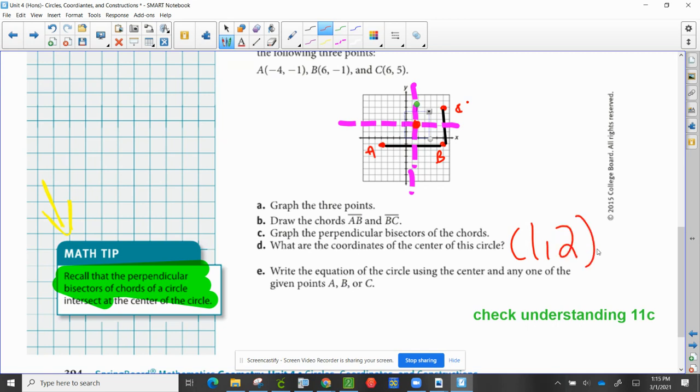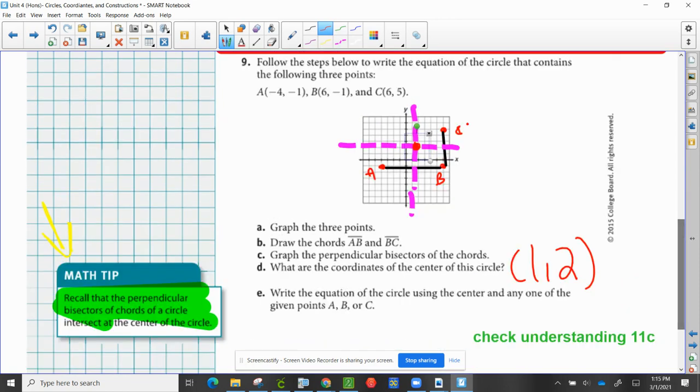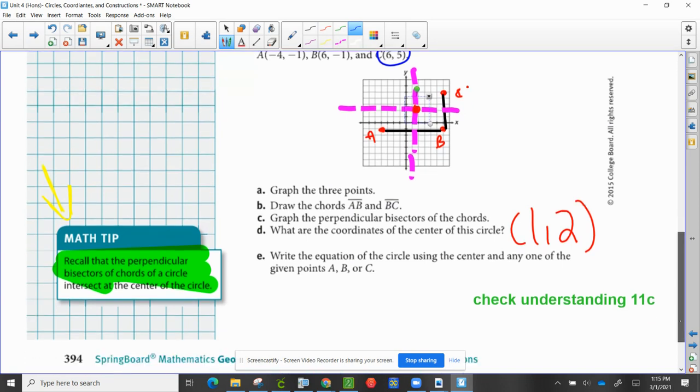So this one you have to do a little visualization to get your center point. You have to draw your 3 points, find where your perpendicular bisectors would be on those chords. Okay, that's your center. Once you have that, you can pick any of your 3 points. So say I pick (6, 5) because I don't like to work with negatives. That would be my x, y. And then here's my h, k.